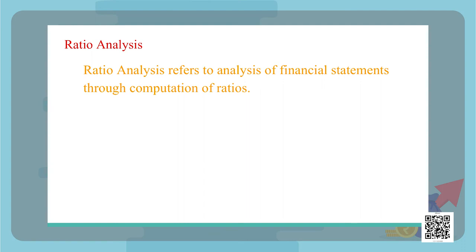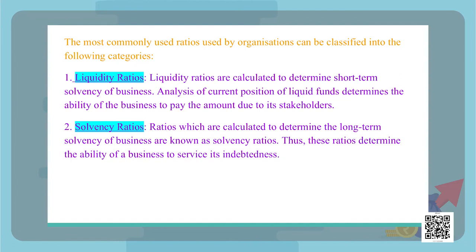Ratio analysis refers to the analysis of financial statements through computation of various ratios. The most commonly used ratios are liquidity ratios. Liquidity ratios are calculated to determine the short term solvency of the business. Then we have solvency ratios. These ratios are calculated to determine the long term solvency of the organization.